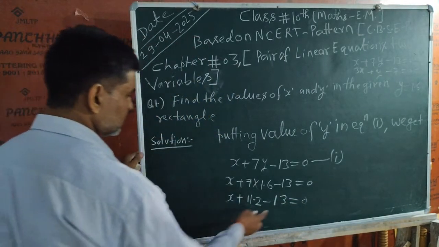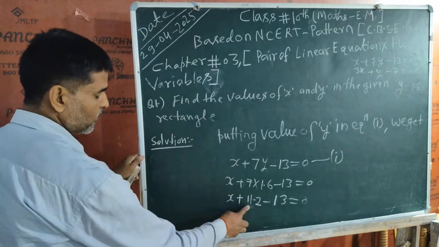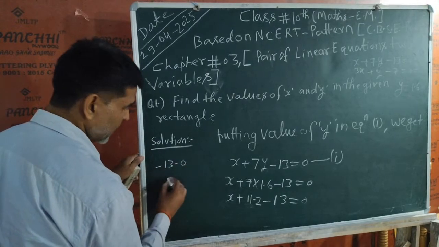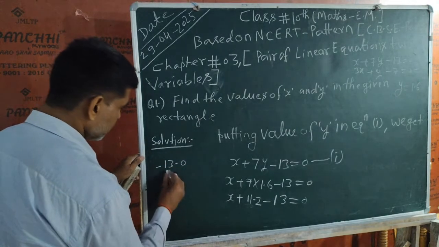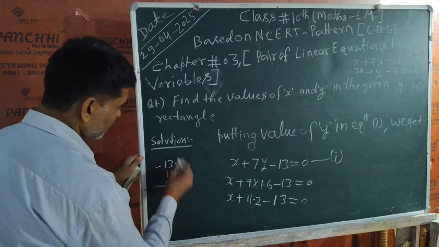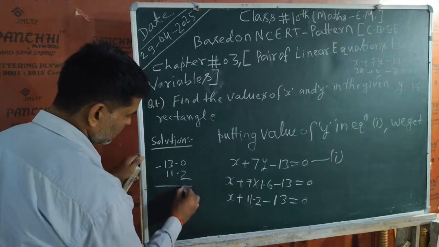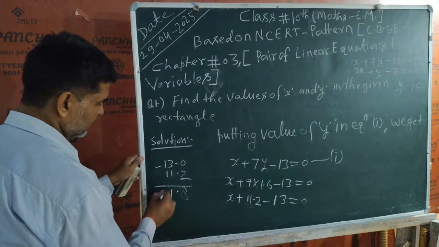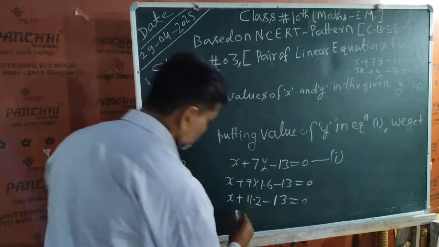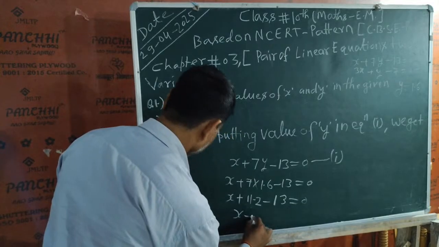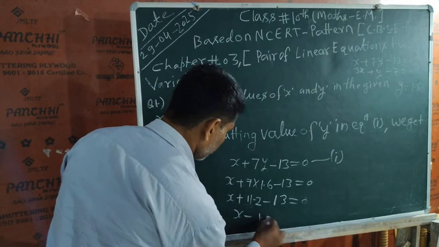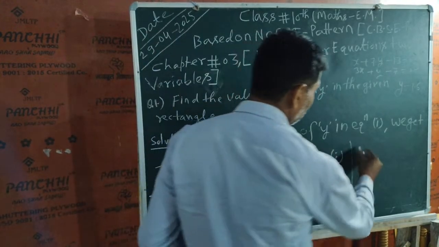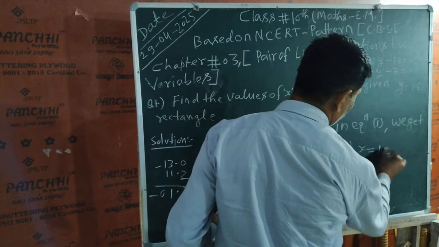Again I will subtract 11.2 from 13. So here I put 13.0 and here 11.2. I will subtract, that will be 1.8, but here I will put a minus sign. So here I will write x minus 1.8 which is equal to 0. After simplifying, x is equal to 1.8.